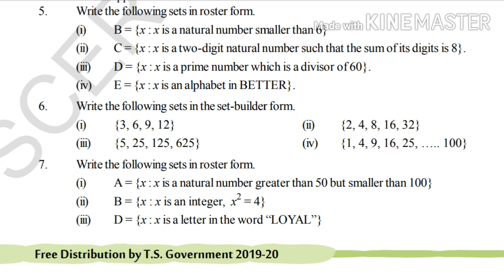Fifth bit. Write the following sets in the roster form. First question. B is a set of all elements x such that x is a natural number smaller than 6. Once again I read: B is a set of all elements x such that x is a natural number smaller than 6.